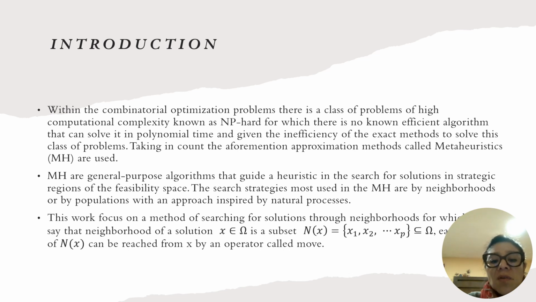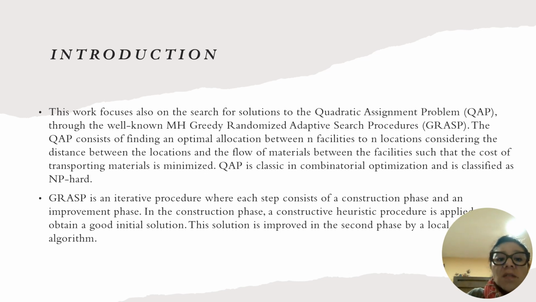Metaheuristics are general-purpose algorithms that guide a heuristic in the search for a solution in a strategic region of the feasibility space. The search strategies most used in metaheuristics are by neighborhoods or by population, with an approach inspired by natural processes. This work focuses on a method of searching for solutions through neighborhoods. This work also specifically focuses on the search for a solution for the quadratic assignment problem through the well-known metaheuristic greedy randomized adaptive search procedure.